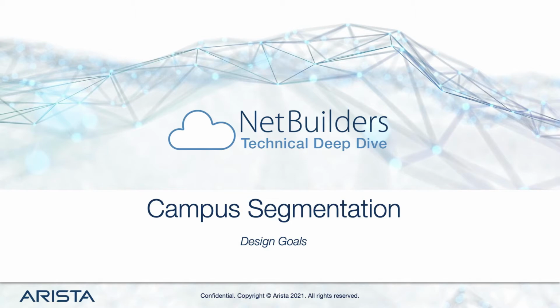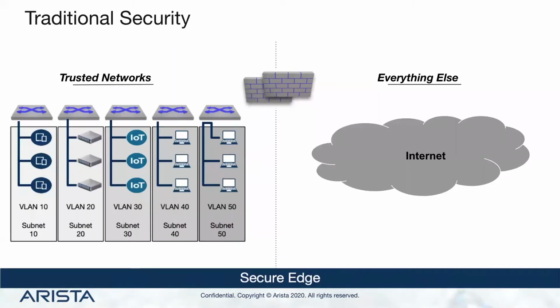Hi, I'm Tyler Conrad with Arista Networks. Today we'll be talking through some of the design goals behind campus segmentation. So when looking at traditional segmentation models, you'll typically see that most of the security enforcement is deployed at the edge of the network. Network operators often create two security zones: internal, or trusted networks, and external, or everything else.